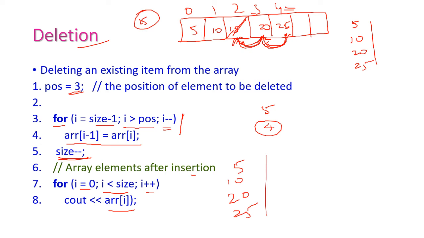So this is how we have to delete an item. See, in an array, if we delete, all the next data items should be shifted one position left. There should not be any blank in between in the array.